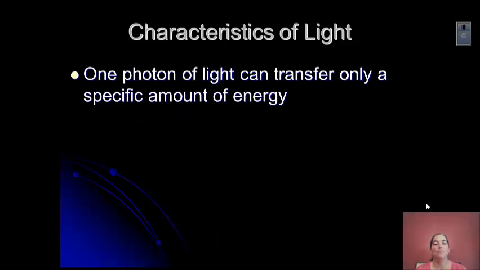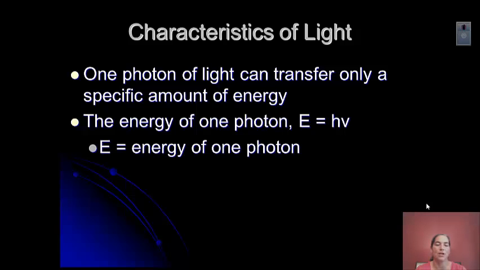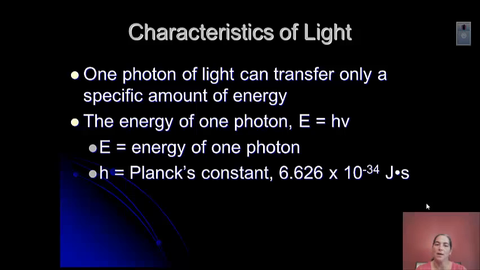One photon of light really can only transfer a certain amount of energy. And the way that we figure that out is energy E is equal to h times nu, the little Greek letter nu. So E is the energy of that one photon. h is called Planck's constant. And again, when we say it's a constant, it never changes. And that is 6.626 times 10 to the negative 34th joules times seconds. And then nu is our frequency. So that might be given to you in a problem, or you may have to calculate it.